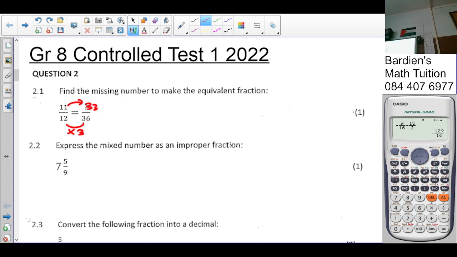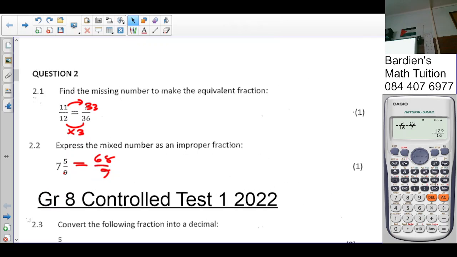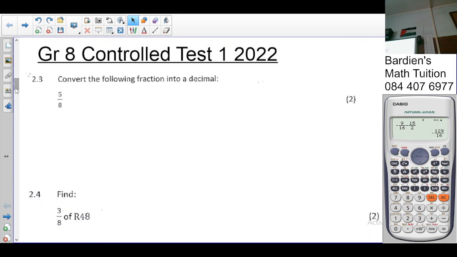Express the numbers as improper fractions. So 9 times 7 is 63 plus 5 is 68 over 9. The next one.